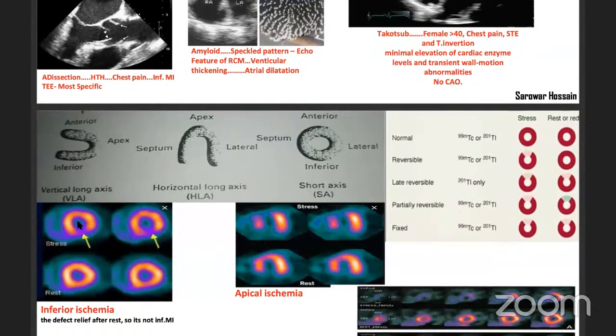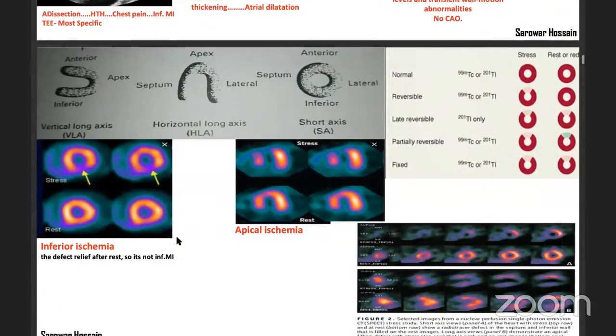So this is the thallium scan. There will always be two images. The first, above images will be under stress, the below images will be under rest. And it will always be from apex to base. I think the full image is not there in any of these. This one only. You can see here, this is from apex to base. This is our stress.